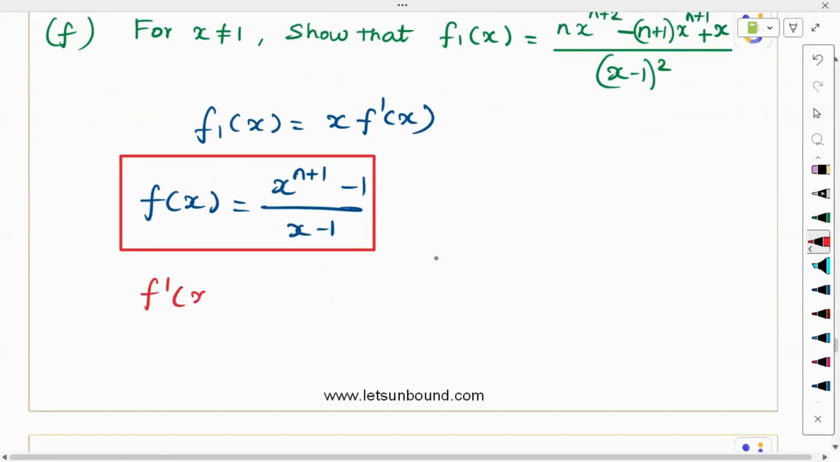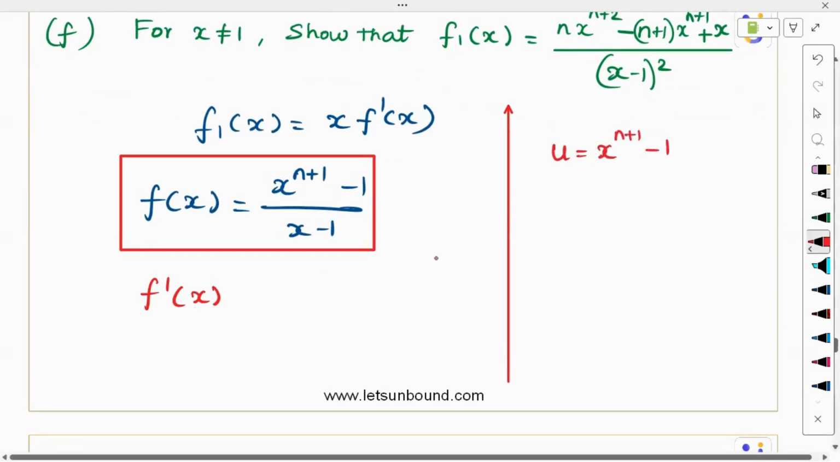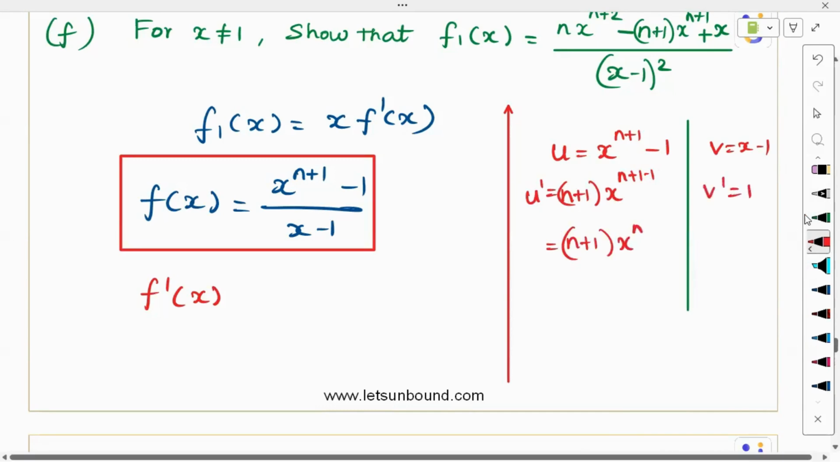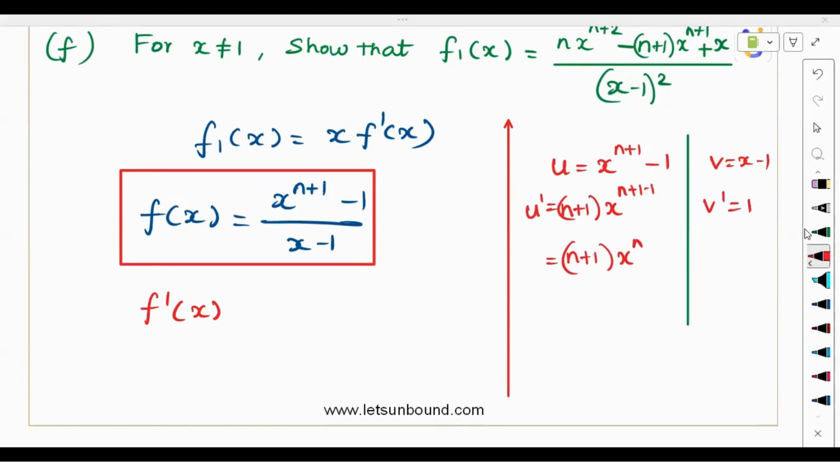And f dash of x is going to be by the u dash v method. Let me write it over here. The numerator is taken as u, x^(n+1) − 1, and the denominator is v, x − 1. Now u dash is (n+1) into x^(n+1−1), and the minus 1 will become 0, so (n+1) x^n. And v dash is just 1. Very simple.